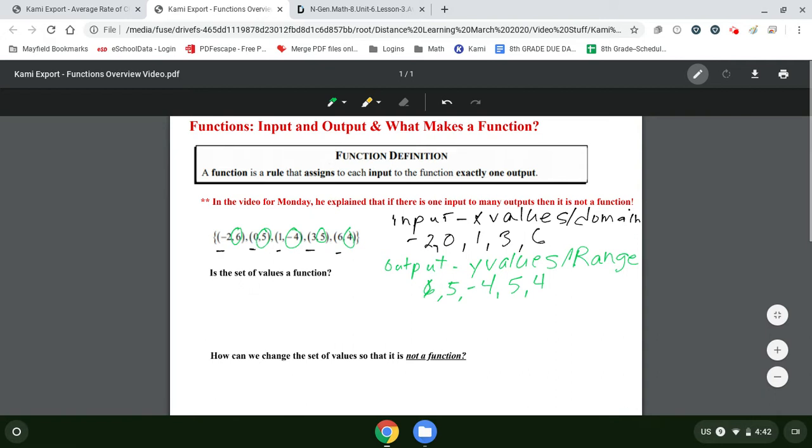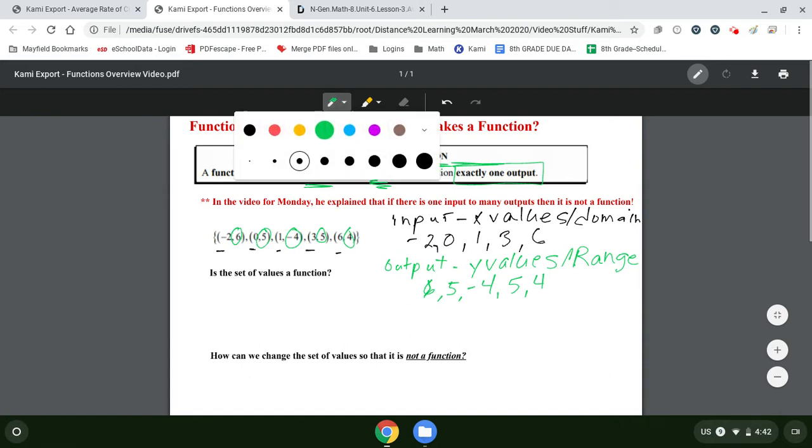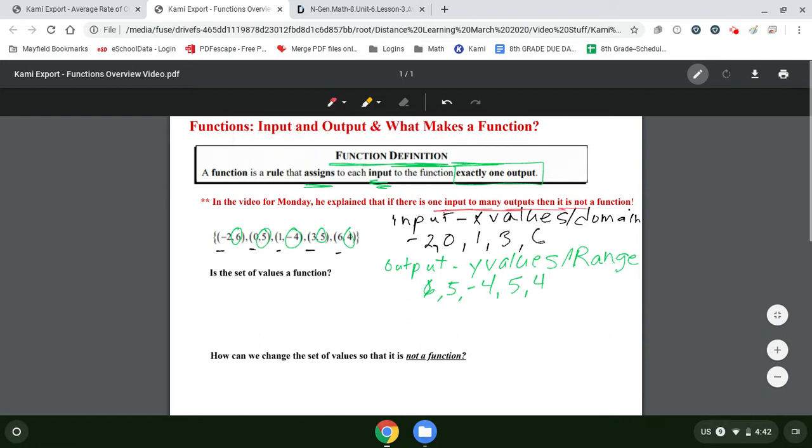The second thing is the actual definition of a function. A function is a rule that assigns each input with exactly one output. Okay? And when you watch the What is Function Basic video, one of the things that he talked about in that video was that if there is one input to many outputs, then you don't have a function. He mentioned that in the Math Antics video, and I want to just clear that up for you.